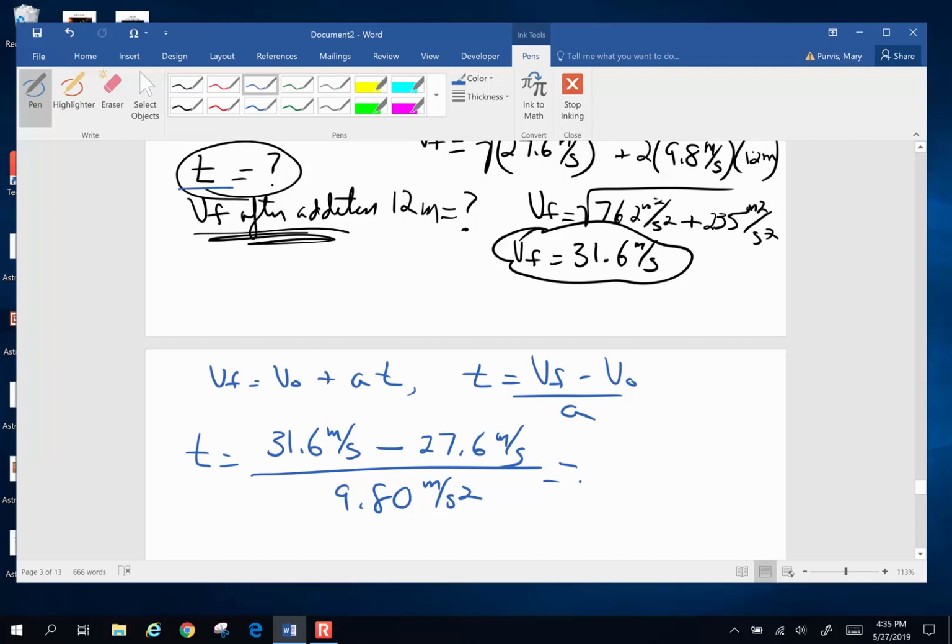So what have I got here? Let's see. 31.6 minus 27.6 divided by 9.8. And we end up with time is 0.408 seconds is the amount of time that the man has to get out of the way and make sure he does not get schmucked by the brick.